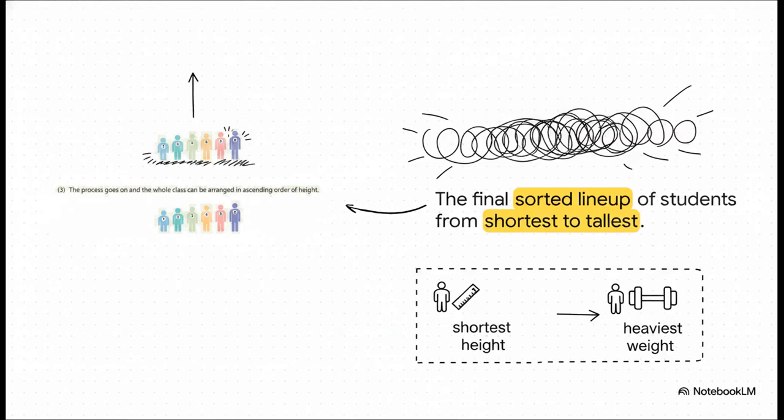Now, the true power of these generalized solutions is that we can tweak this pattern so easily. Like, what if the teacher suddenly wanted to sort the students by descending order of weight? We don't need to invent a brand new algorithm. We literally just change the variable in our pattern from shortest height to heaviest weight, and we run the exact same iterative process. Identify the heaviest, put them first. Find the heaviest remaining, put them second. The core logic is just universally applicable.